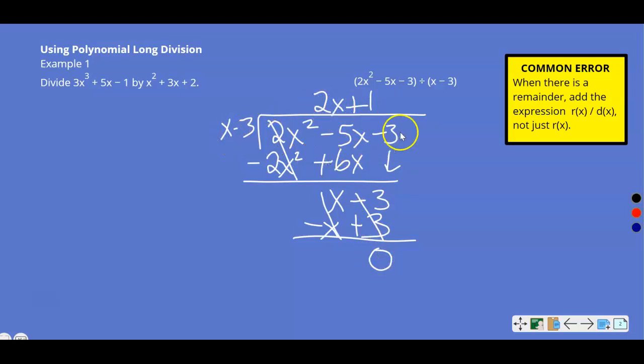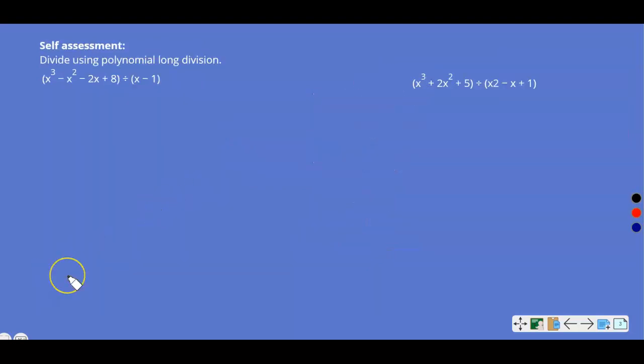So basically, if you want to check this, again, division is the inverse operation of multiplication. If you do x minus 3 times 2x plus 1, you're going to get this expression here. So x minus 3 times 2x plus 1, multiply the two binomials, and you will get what you started with.